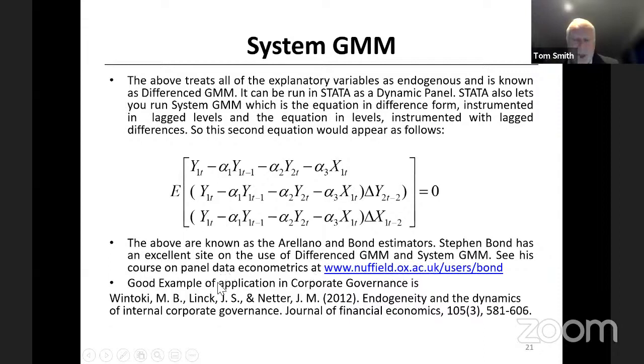for doing it. A good example of the application of system GMM in a Tier 1 journal is a paper by Wintoki and others, Endogeneity and the Dynamics of Internal Corporate Governance, in the Journal of Financial Economics.